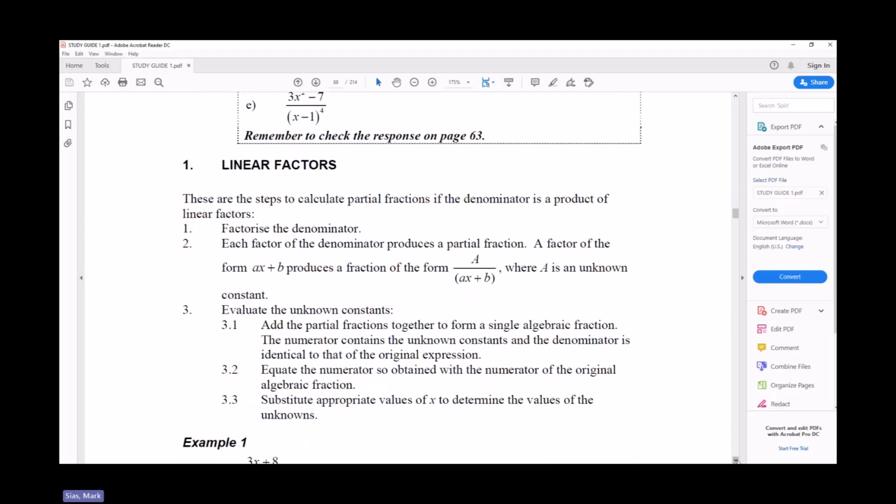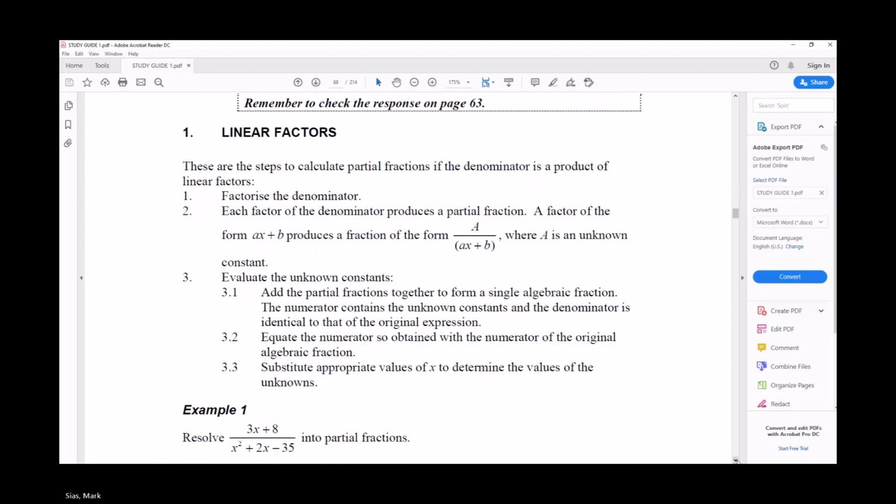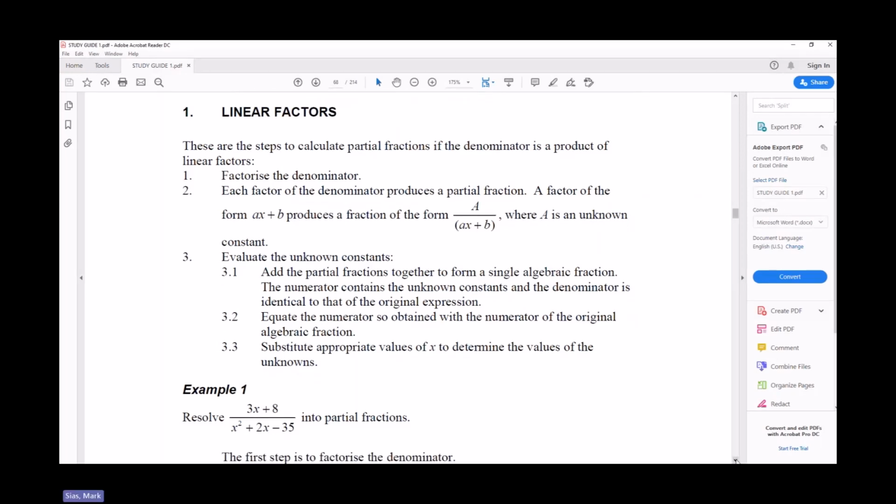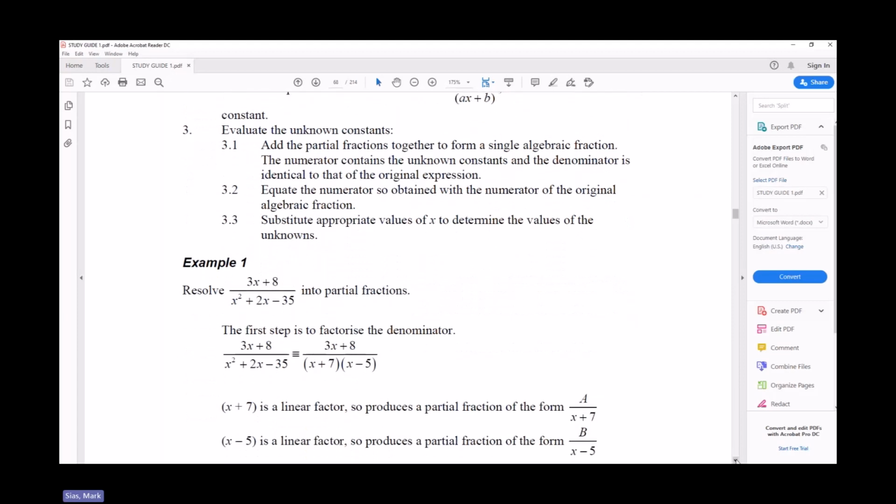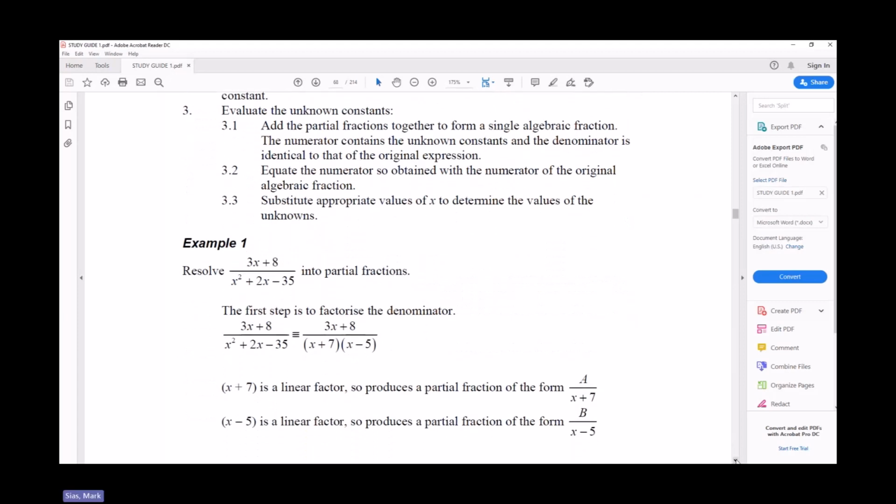Here is one scenario. You have what we call a proper fraction, so the degree of the function in the numerator is lower than the degree of the function in the denominator. But now in the denominator, you have what we call a linear factor. There are certain ways to go about that. For example, here they give you this. We can do this problem quickly, perhaps.